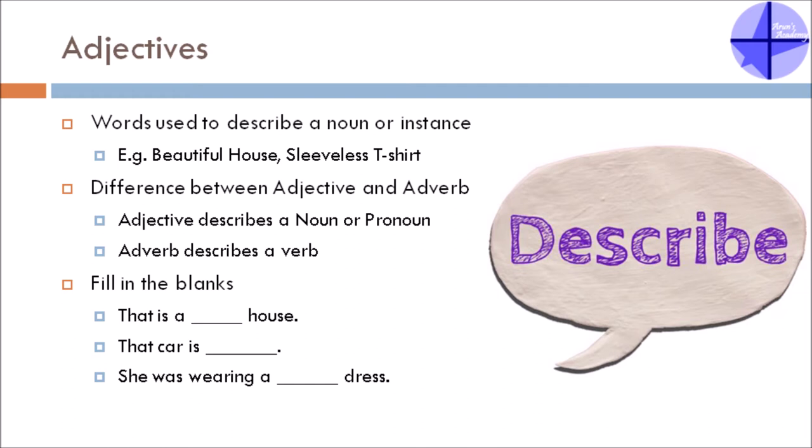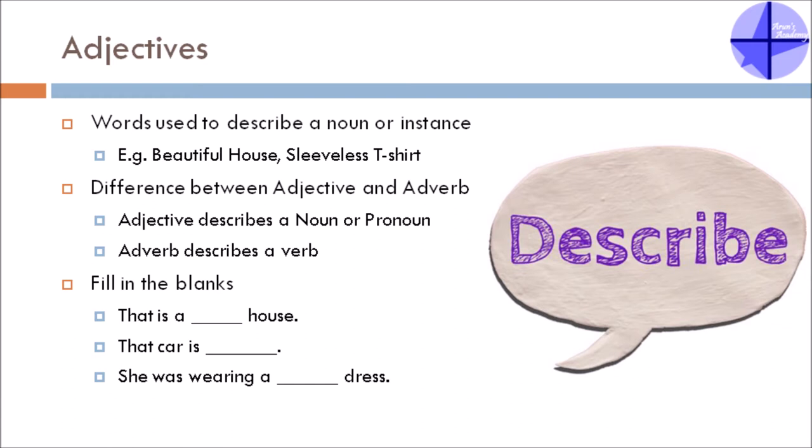Now, a lot of people usually ask this question: what is the difference between an adjective and an adverb? An adverb is a word used to describe a verb. Yes, but an adjective is a word that's used to describe a noun or an instance. So don't get confused.